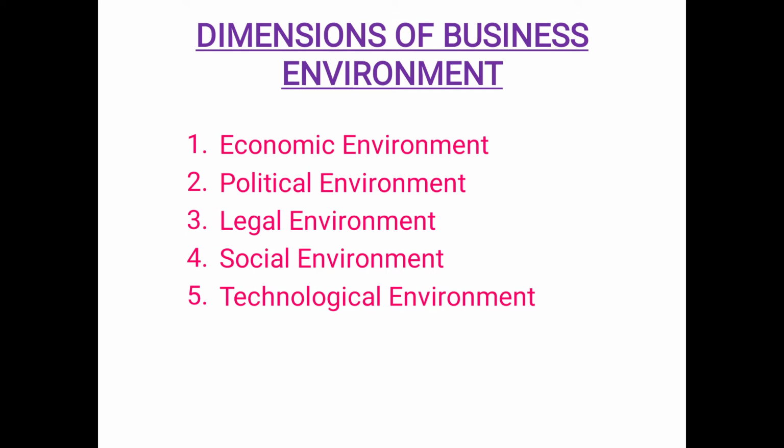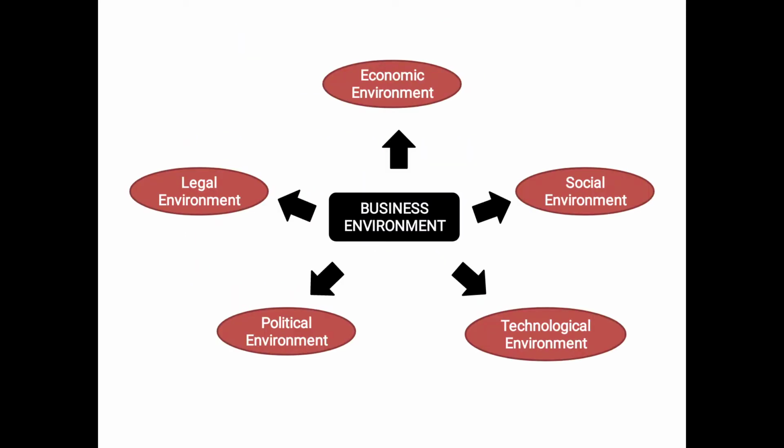There are 5 general dimensions of business environment. They are economic environment, political environment, legal environment, social environment, and the fifth one is technological environment. We will study each one of them one by one. Business environment means the sum total of those factors which influence the business and over which the business has no control. This is the chart showing the dimensions of business environment.